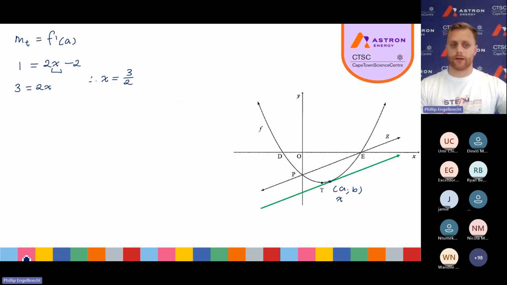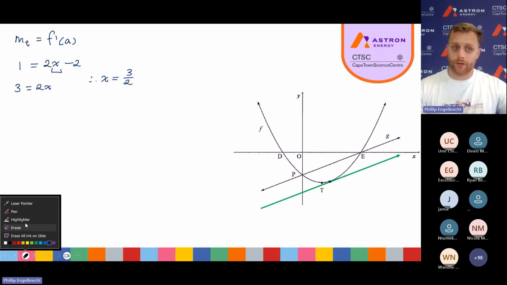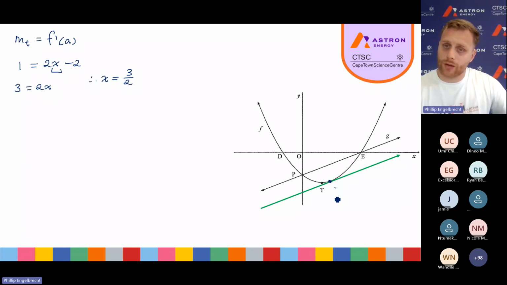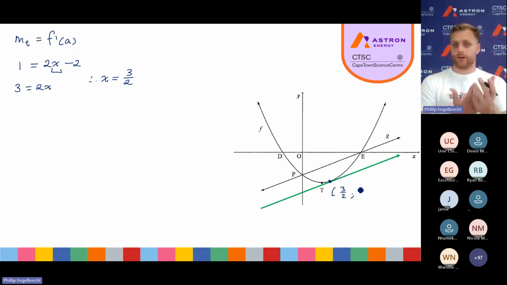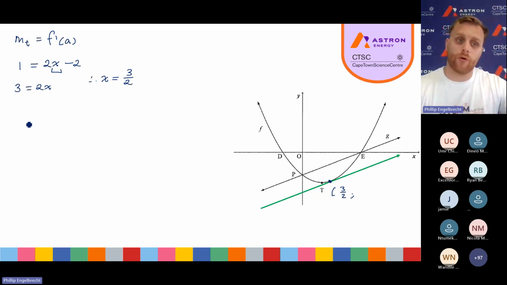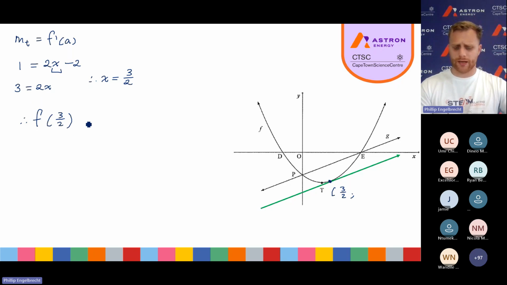So what does that mean? Okay, let me take out my eraser and rub this out over here. That means that at this point, my x value is 3 over 2. And now I need to find my y value. Remember, this is a point on your straight line as well as on your function f. So my y value is simply f of x when x is equal to 3 over 2. All right? I'm not going to write it out in full, but if you just type this on your calculator, you get that y is equal to negative 15 over 4. So therefore, this point over here is 3 over 2, negative 15 over 4.